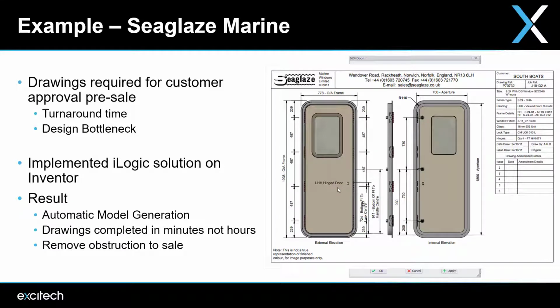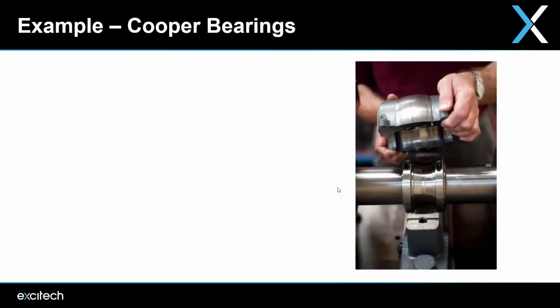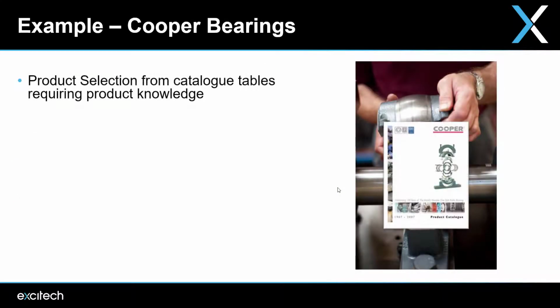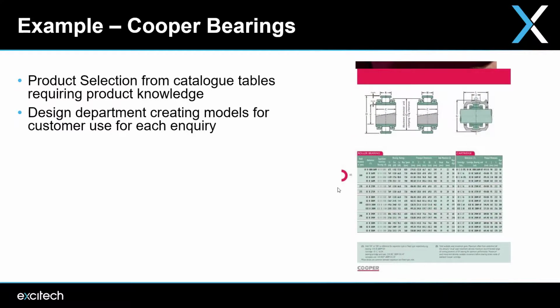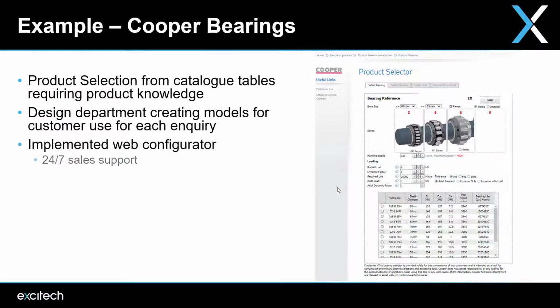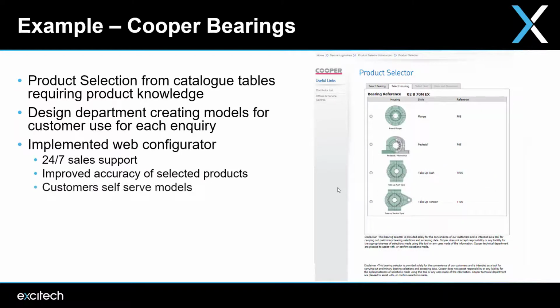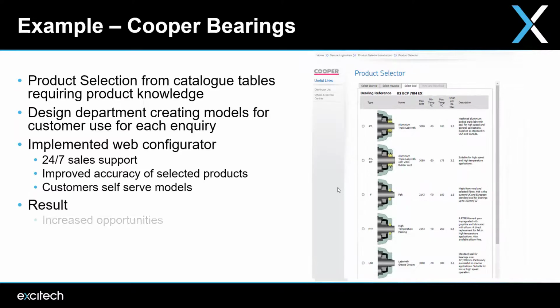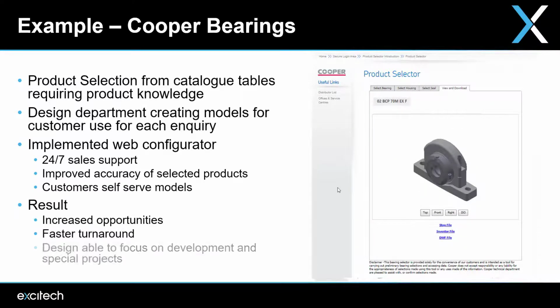Another example of a company implementing sales configuration is Cooper Bearings, who provide world-leading split ring bearings. Pre-sale, the design team had to produce models that customers could use in their machinery designs prior to purchase. Cooper implemented a web-based product selector tool, allowing the information for loading, sizes, and product lifespan requirements to be entered directly by the end customer to automatically offer the valid products for their requirements.